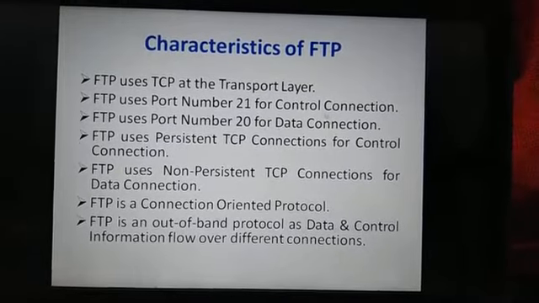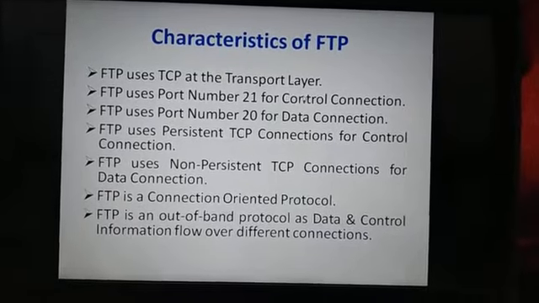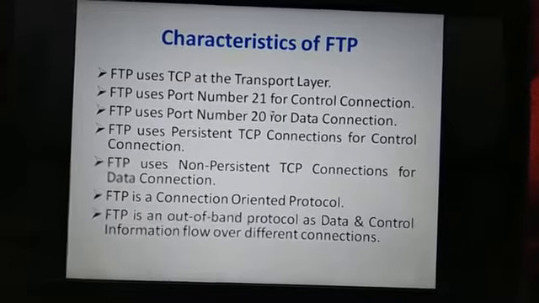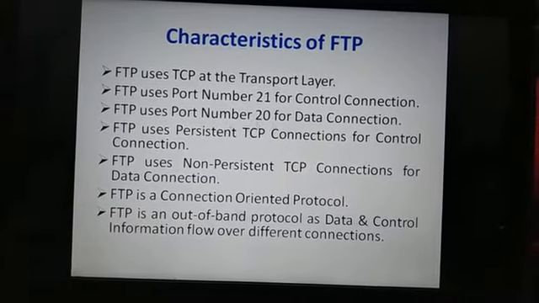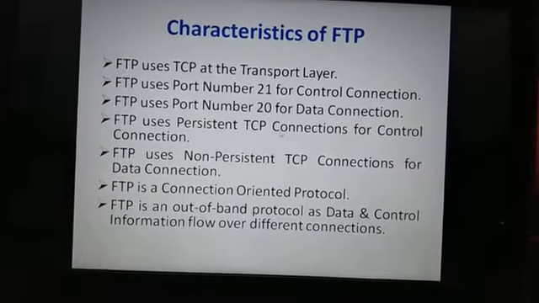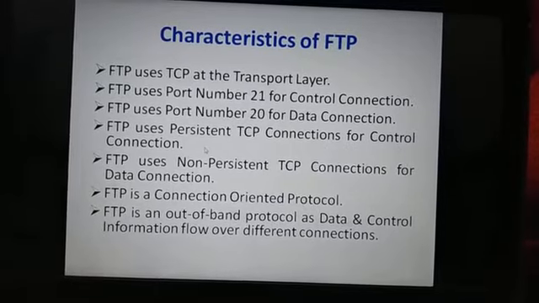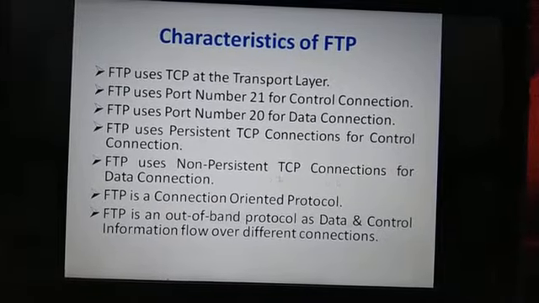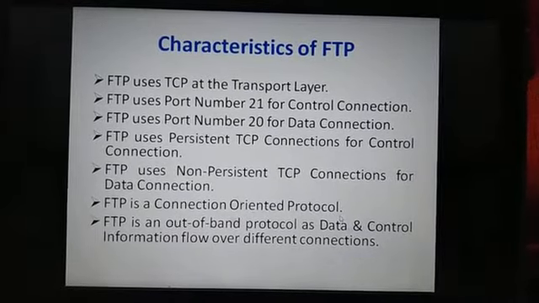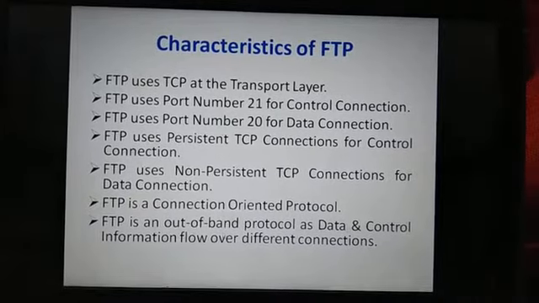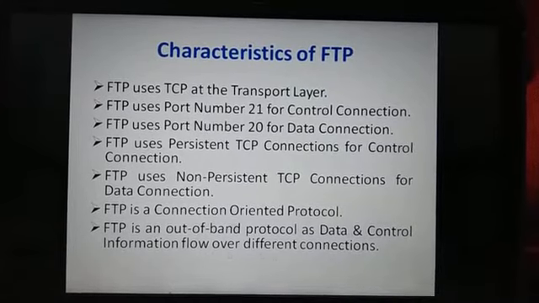Now the characteristics of FTP. FTP uses TCP at the transport layer. FTP uses port number 21 for control connection. FTP uses port number 20 for data connection. FTP uses persistent TCP connections for control connection. It also uses non-persistent TCP connections for data connection. FTP is a connection-oriented protocol. FTP is an out-of-band protocol as data and control information flow over different connections.